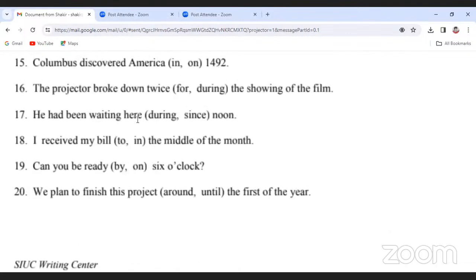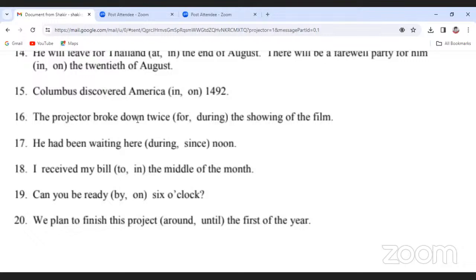Okay, questions number 16 to 20 are in front of you. Try analyzing the answers for 16 to 20. We will be discussing in 2 to 3 minutes.